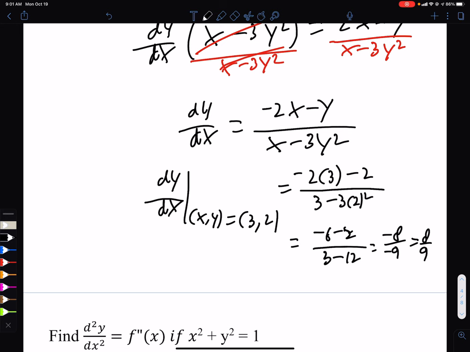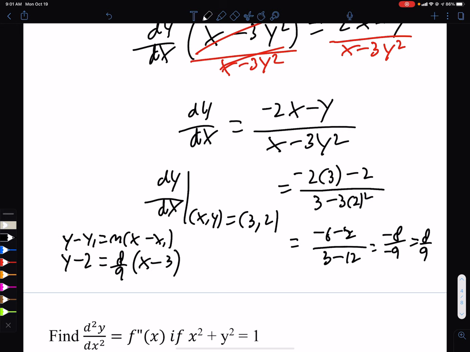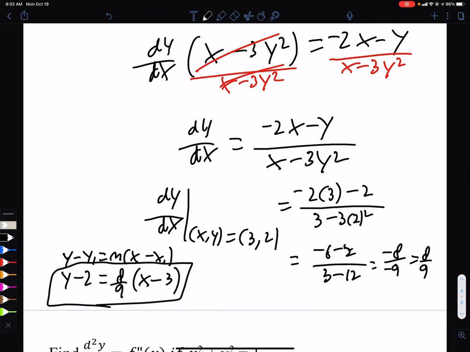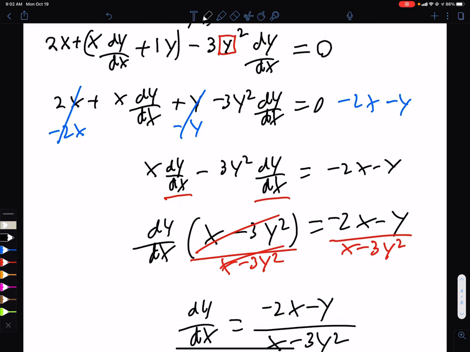Yeah, I think we're good. 8 over 9. So the final equation, we start plugging everything into this. Our point is 3, 2, so it's y minus 2. Our slope we found is 8/9, and our x1 was given as 3. And there's the equation of our tangent line. Now there's a good chance I made some error and it's not 8/9, but hopefully it is.